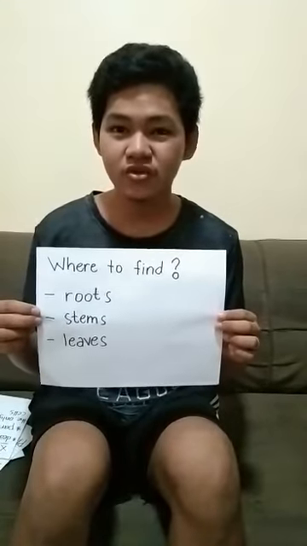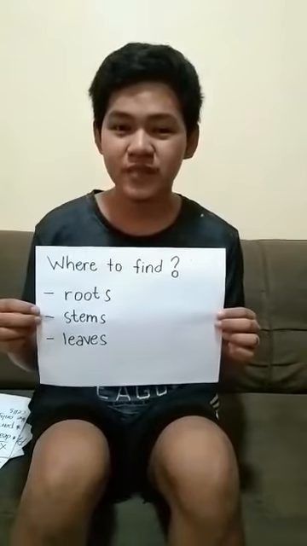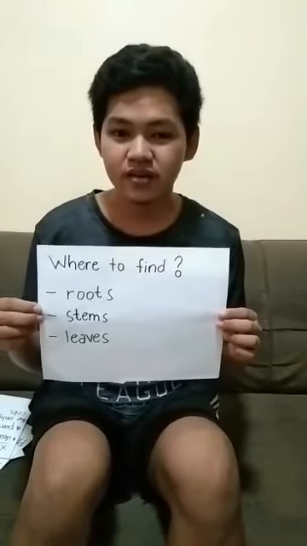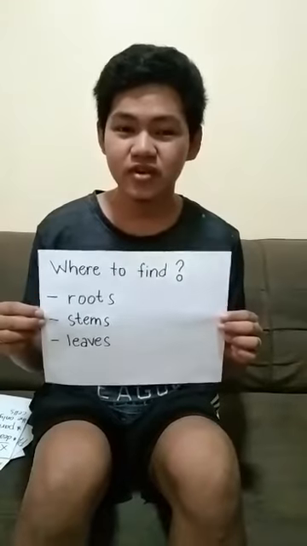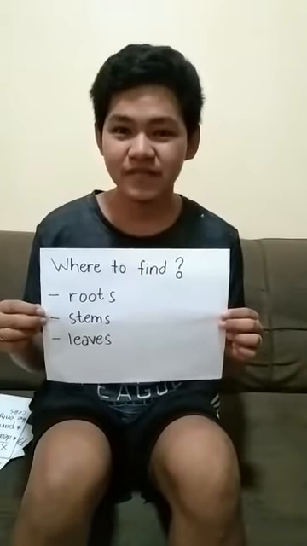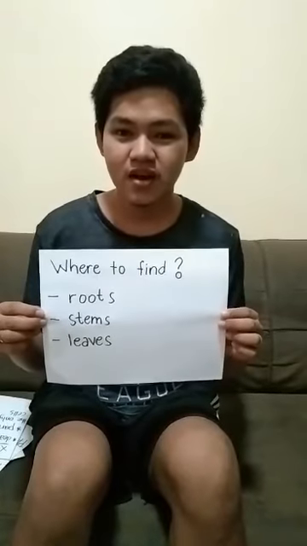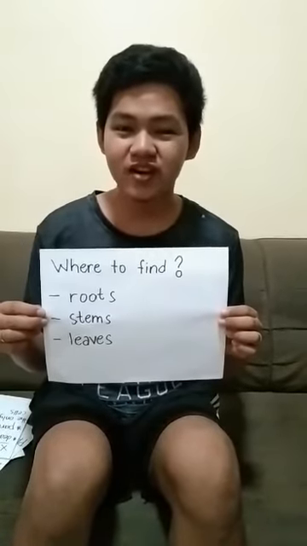In dicot and monocot roots, the vascular bundles are arranged like a stele. Meanwhile, in monocot and dicot stems, the vascular bundles are scattered and circular respectively.